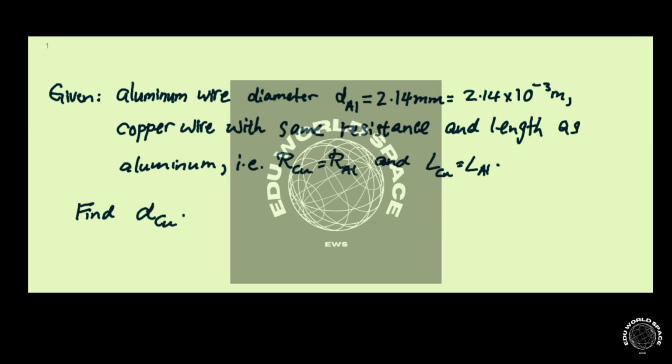So we're given that an aluminum wire has a diameter of 2.14 millimeters, or 2.14 times 10 to the minus 3 meters. And we're also told that a copper wire has the same resistance and length as the aluminum wire. So to distinguish between the resistances, I just put Cu for copper and Al for aluminum. This equation says that they have the same resistance, and this equation says that they have the same length.